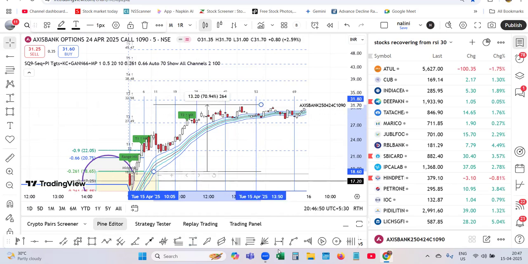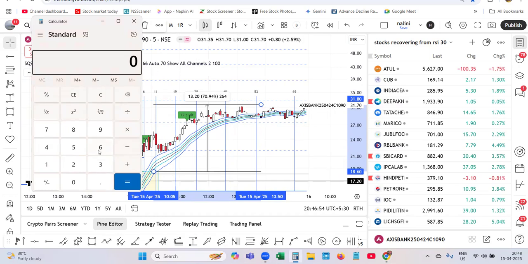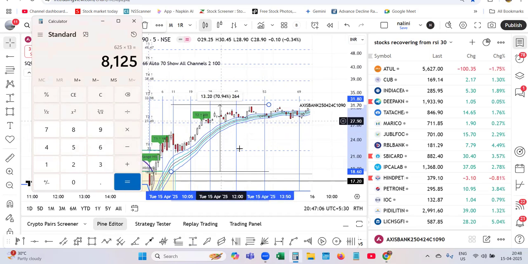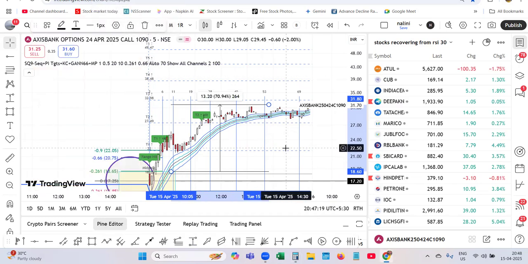You have gained 13 rupees in this. 625 into 13. You are getting around 8,000 rupees in this option. That is from this, our screener 0.66. Entering into the option is a little bit different, and in the underlying it will be different.